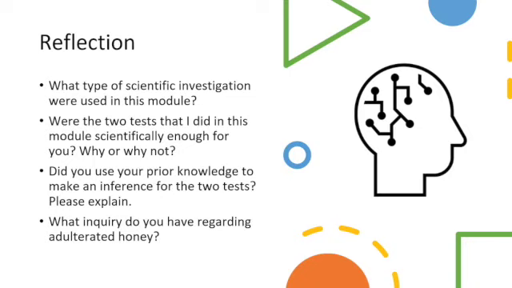Let's reflect on what you learned in this module. Please fill out a reflection question in the Google Classroom. Tell us what you have learned from this module. What type of scientific investigation was used in this module? Were the two tests that I did in this module scientific enough for you? Why or why not? Did you use your prior knowledge to make an inference for the two tests that I did? Please explain. What inquiry do you have regarding adulterated honey after this module?